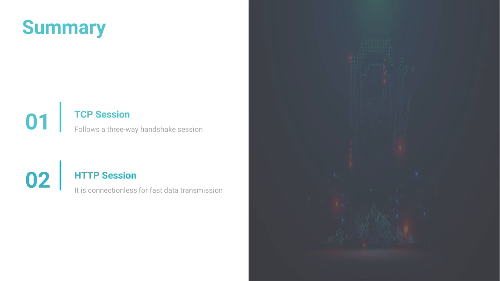And UDP is used for more fast data transmission. That means the application layer is the one which will have to take care of all the error control or the sequence of data, which is something that the protocol itself will not handle. That is for this section.